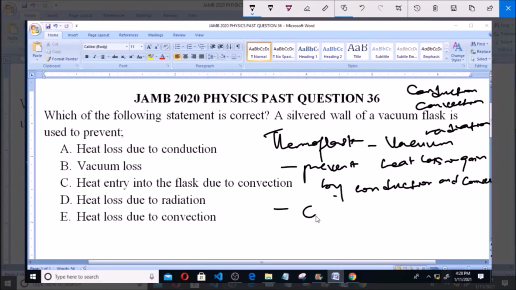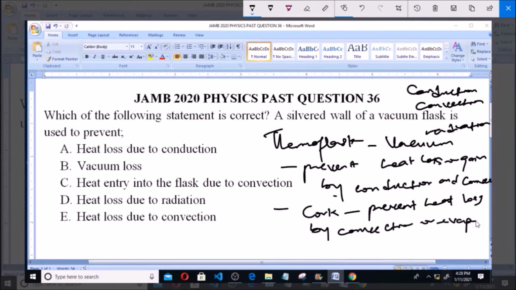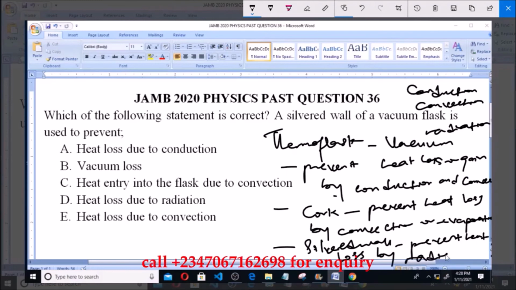Now it also has a cork stopper. The cork stopper prevents heat loss by convection or evaporation. Then it has a shining polished silver wall. Now this silvered wall helps to prevent heat loss by radiation. Now looking at the question, it says a silvered wall of a vacuum flask is used to prevent heat loss due to radiation, which is option D.